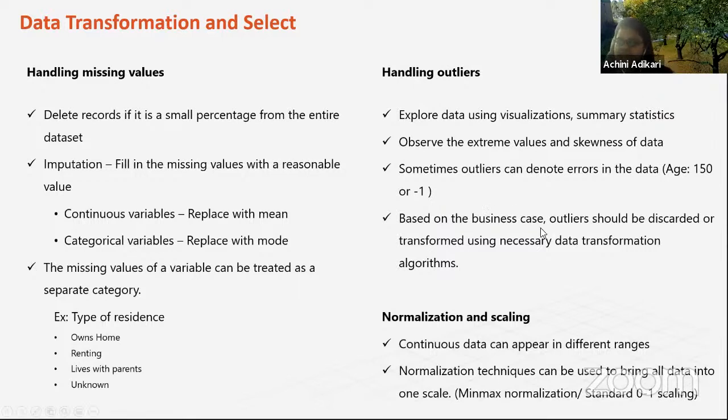So based on the business case, you can decide to keep the outliers or remove them. Normalizing and scaling is another thing, because numerical data can appear in different ranges. So when you build the machine learning models, you need to scale it to one range. There are different techniques to do that, like min-max normalization, taking all the data between 0 and 1.